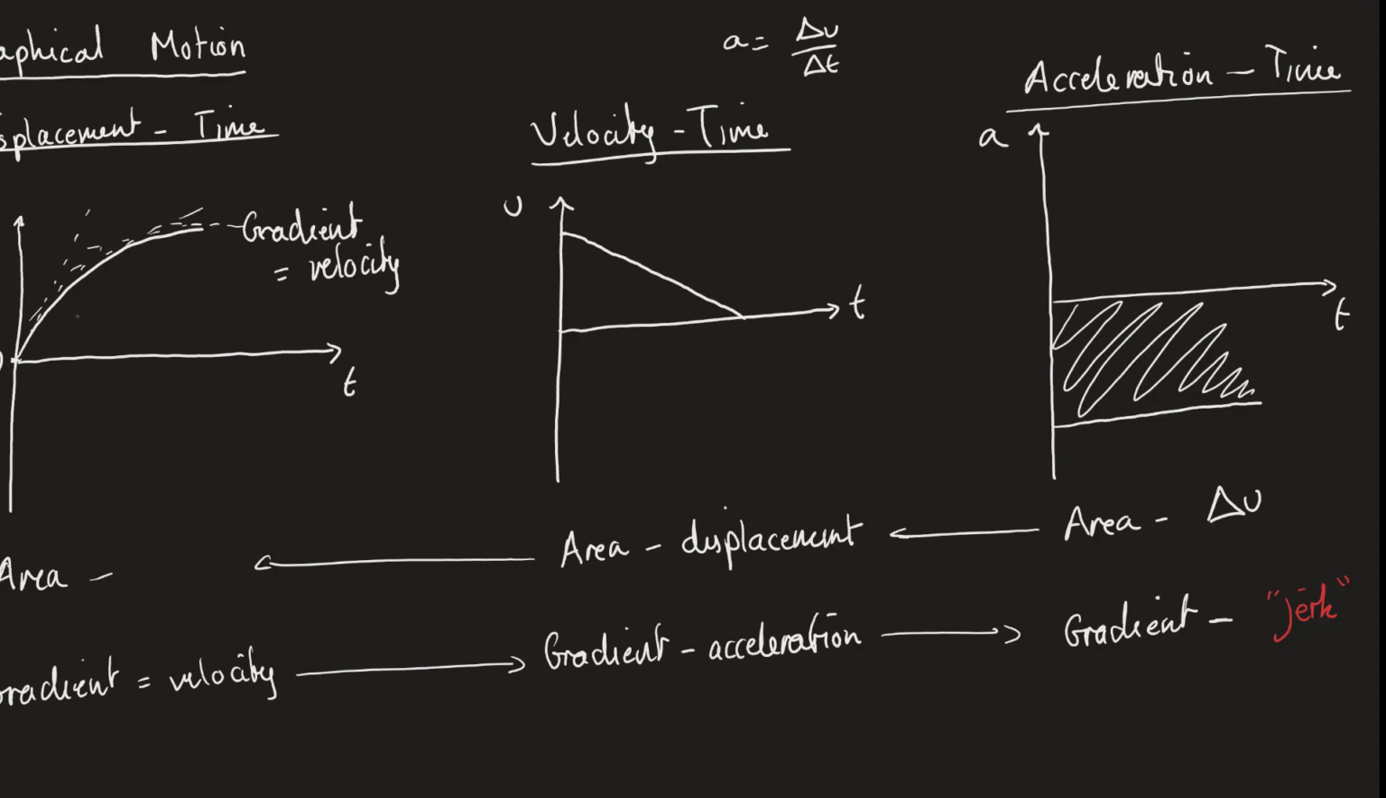We need to be able to know what does the area under each of these mean, if it means anything, what does the gradient of each of these mean, if it means anything, and how could we actually use one graph to be able to represent a different type of graph. So if we knew the displacement, how would we then be able to get the velocity graph? This is going to come into play in both years.